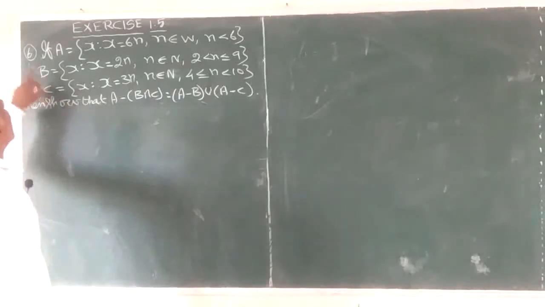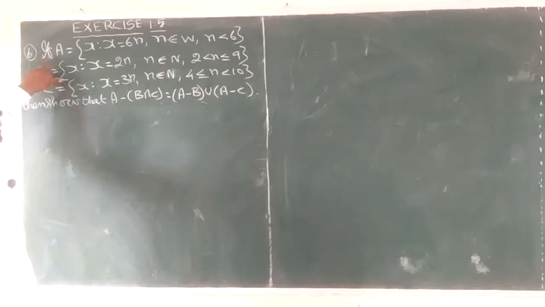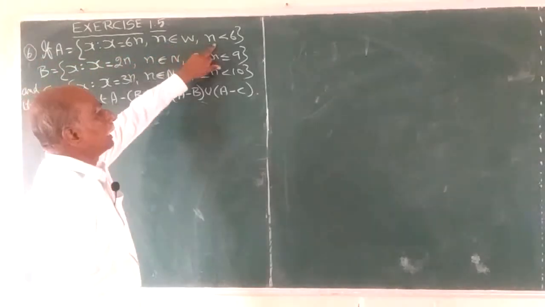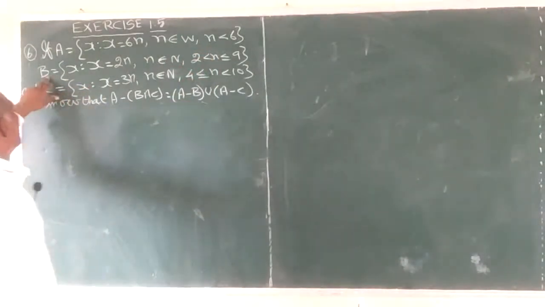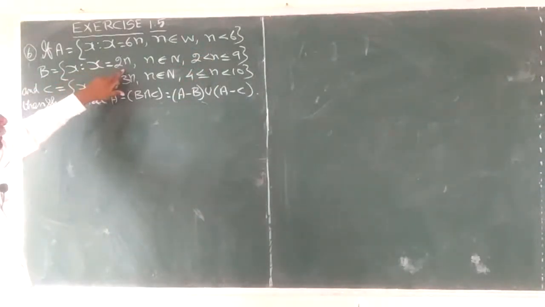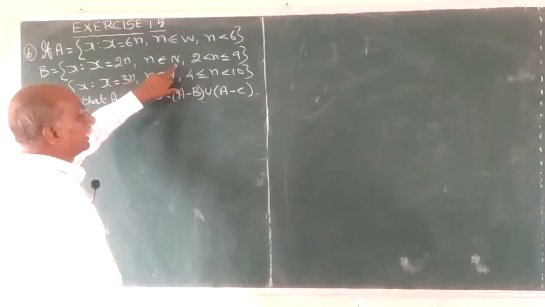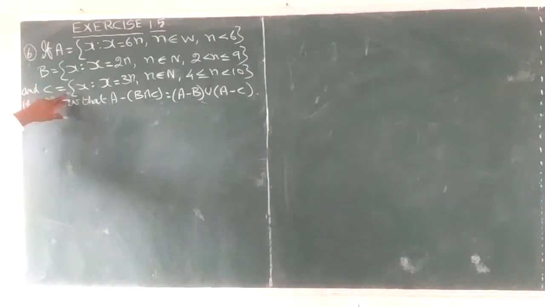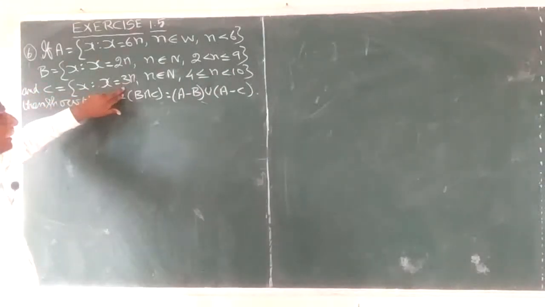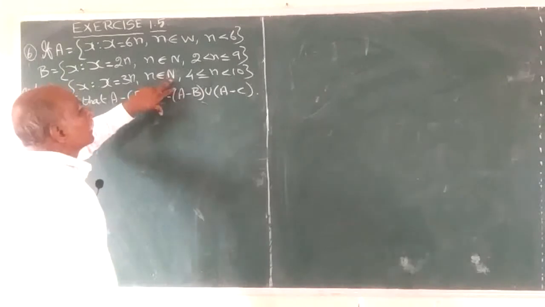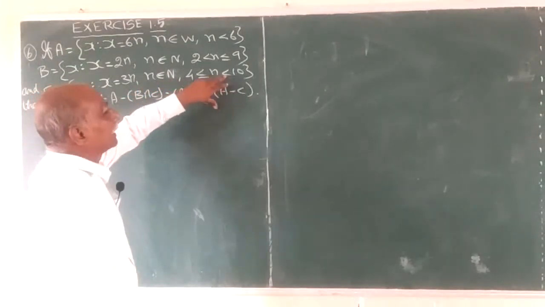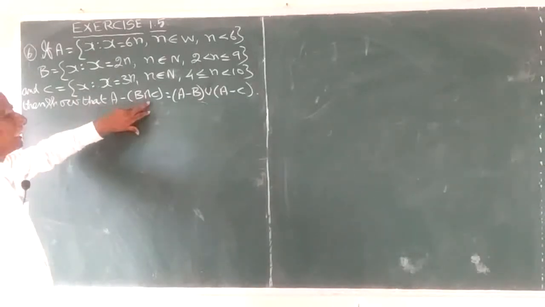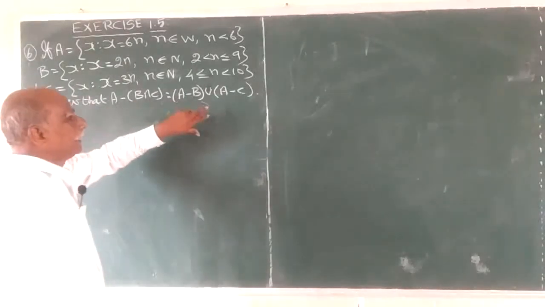Sixth problem. Given A equals the set of x such that x equals 6n, n belongs to W and n less than 6. B is the set of x such that x equals 2n, here n belongs to capital N, 2 less than n less than or equal to 9. And C is the set of x such that x equals 3n, n belongs to capital N, 4 less than n less than 10. Then you have to show that A difference B intersection C equals A difference B union A difference C.